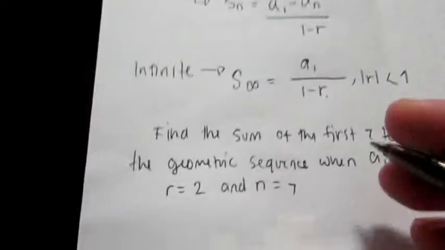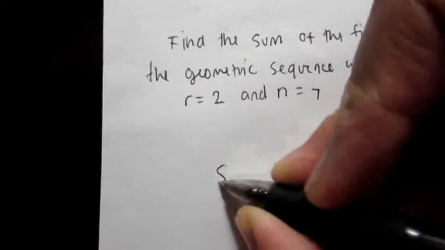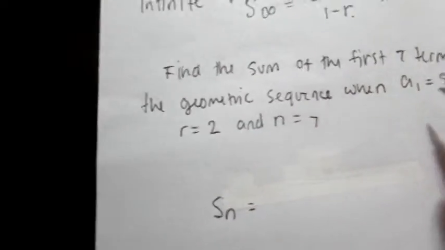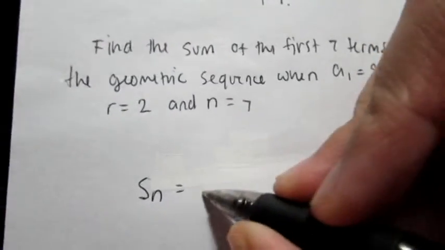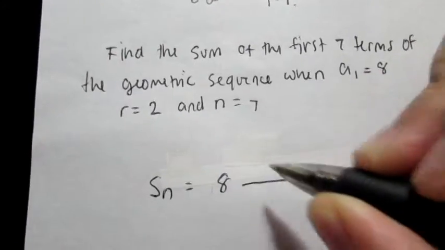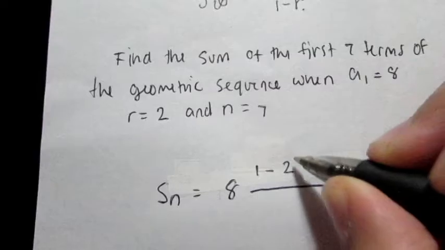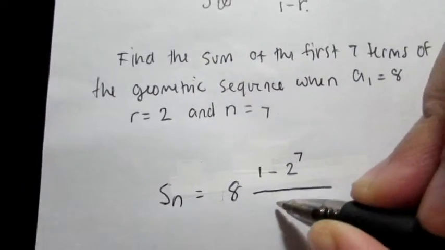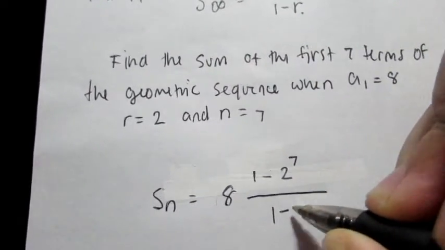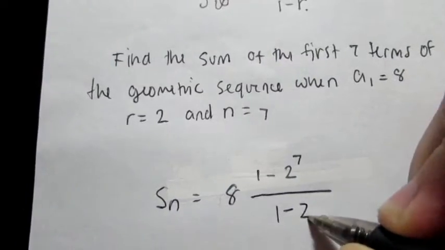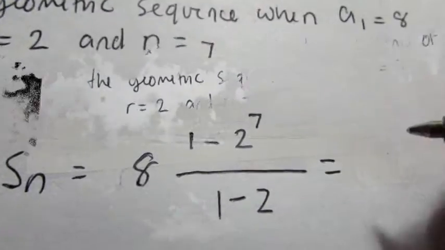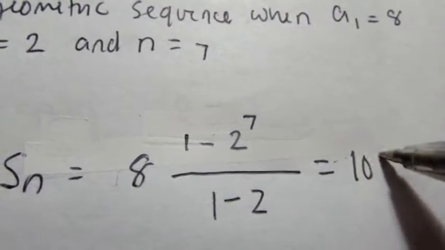So we have s sub n is equal to our first term, which is 8, times 1 minus r, that is 2, raised to n, that is 7, divided by 1 minus 2. That will give us 1016.